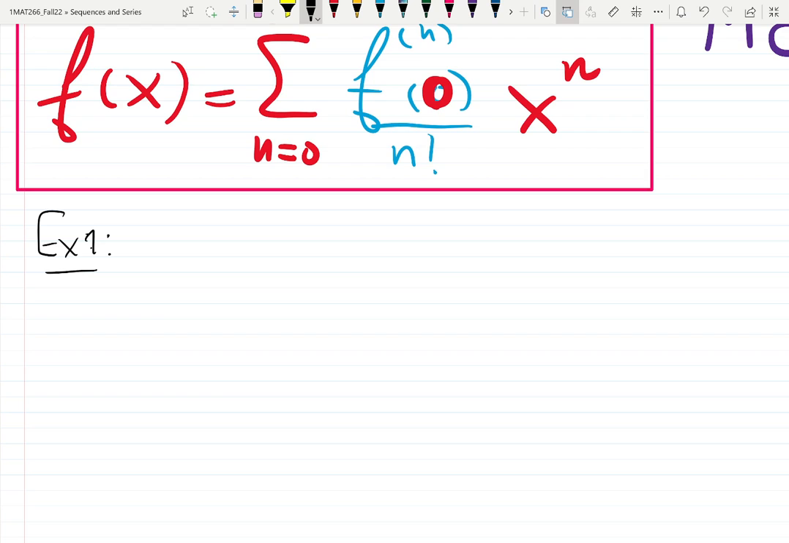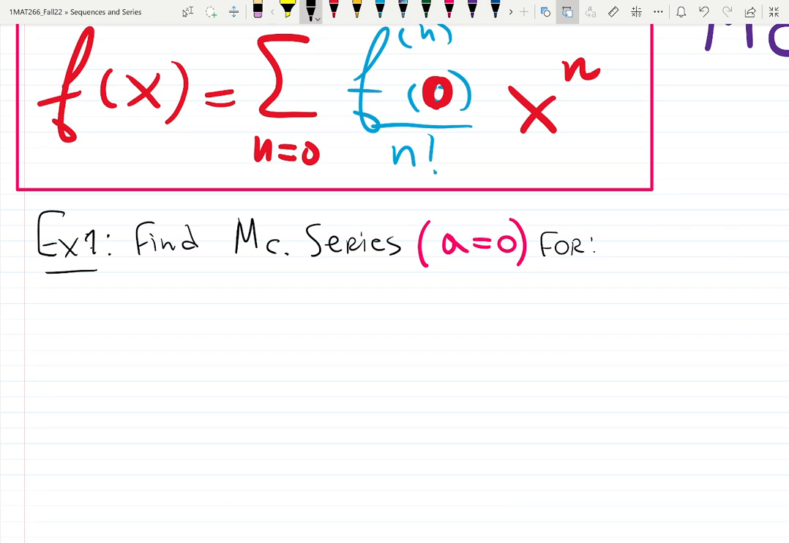Example 1. Let's find the McLaurin series. If you see in your homework McLaurin series, you know what to do. You plug a equals 0. McLaurin series means a is 0, centered at 0. That's immediately what it means. McLaurin series for the given function. They call it McLaurin series expansion or Taylor series expansion. We're going to figure out the easiest one for now. f of x is cosine x.